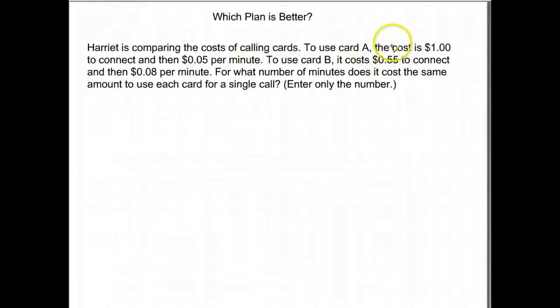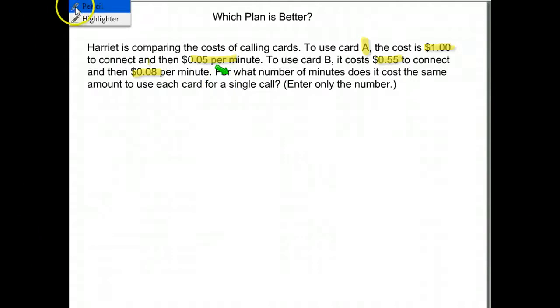If she uses card A, the cost is $1 to connect and then 5 cents per minute. If she uses card B, it's 55 cents to connect and 8 cents a minute. So notice card A costs more to connect, but as you use minutes, it's less per minute. Card B is less to connect, but charges more per minute. For what number of minutes does it cost the same amount to use each card for a single call?